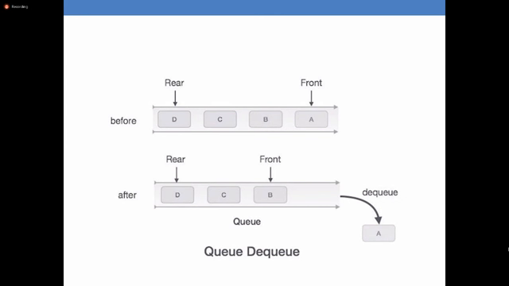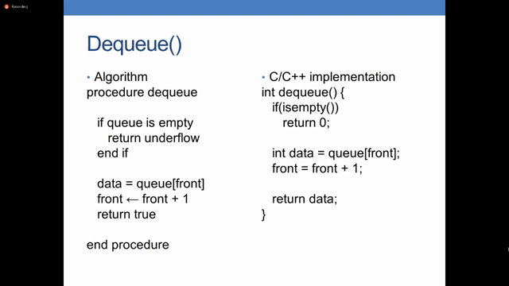After the dequeue takes place, the front pointer points to the element B, which is located as the next element in the queue. The rear pointer's position will not change. Then the algorithm can be given in this manner. If queue is empty, then return underflow.